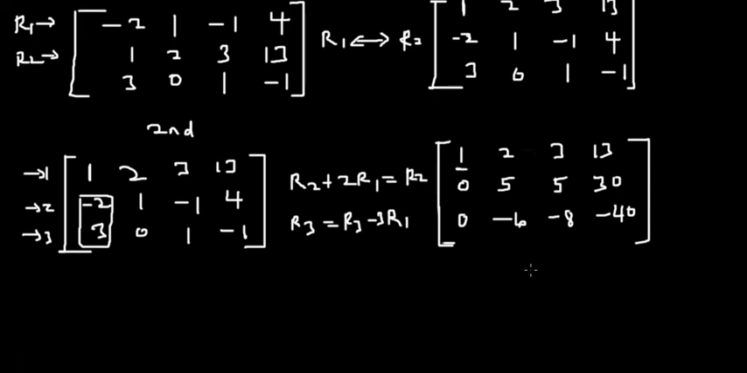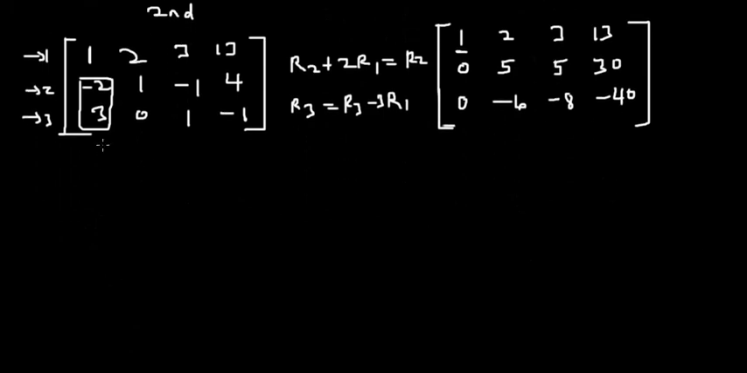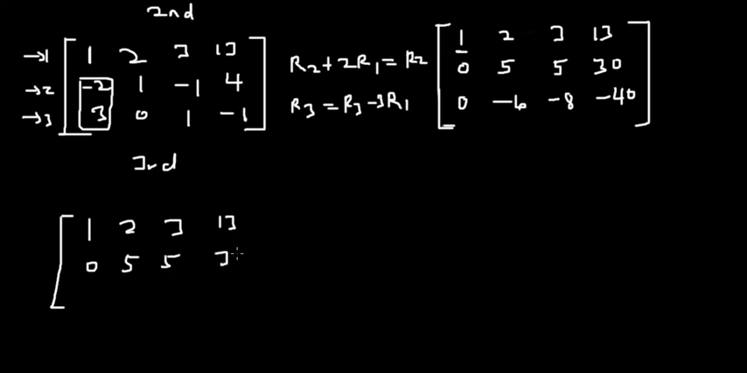So now let's proceed to the third step. We are still reducing this to the row echelon form. So we have 1, 2, 3, 13, 0, 5, 5, 30, and then we have 0, minus 6, minus 8, minus 40. So now let's proceed. From here you can notice that we need to also convert this 5 towards a leading one.